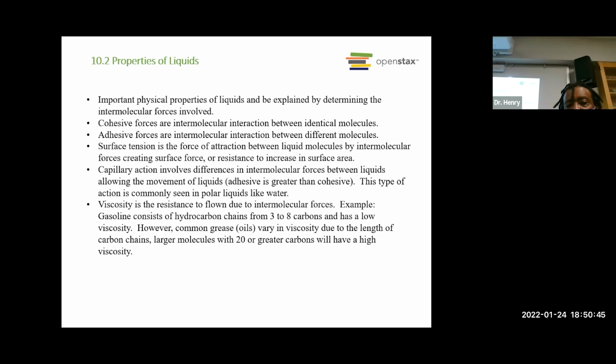Cohesive forces are the intermolecular forces between identical molecules. So cohesive, right? That basically just means they're identical. So think about twins. Adhesive forces are interactions between different molecules. So adhesive, like tape: tape on a substance, that's an adhesive, right? Okay.